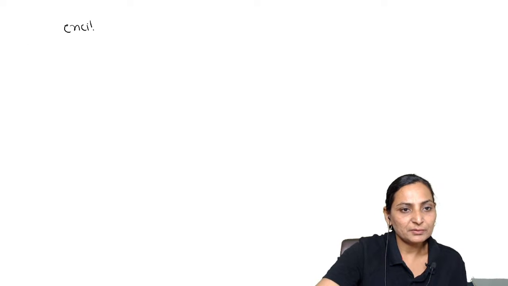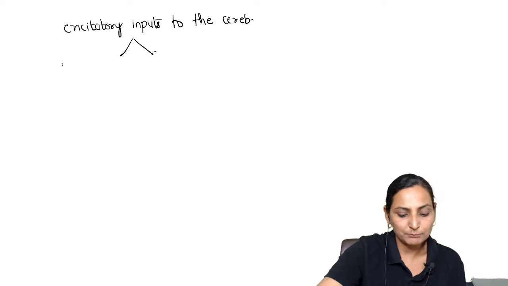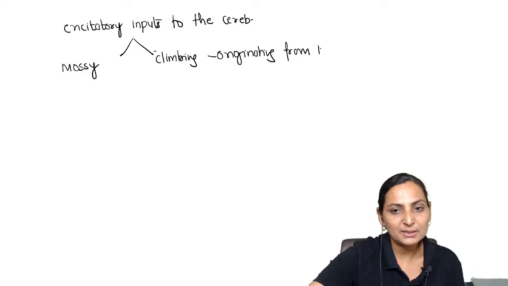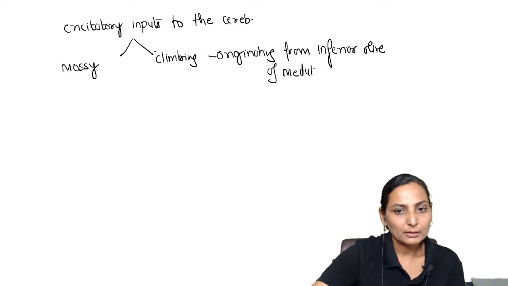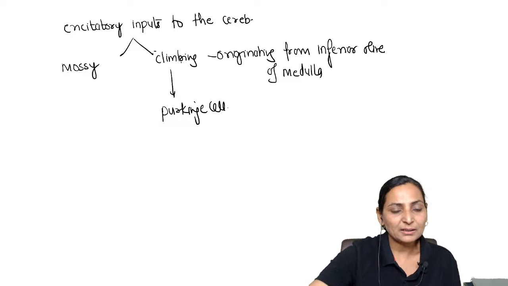Now, if you have been studying, you know that the excitatory inputs to the cerebellum are your mossy fibers and your climbing fibers, right? The climbing fibers originate from the inferior olive of the medulla. The climbing fibers show a 1:1 cell connection with the Purkinje cell. And the climbing fibers are going to form a complex spike, right?